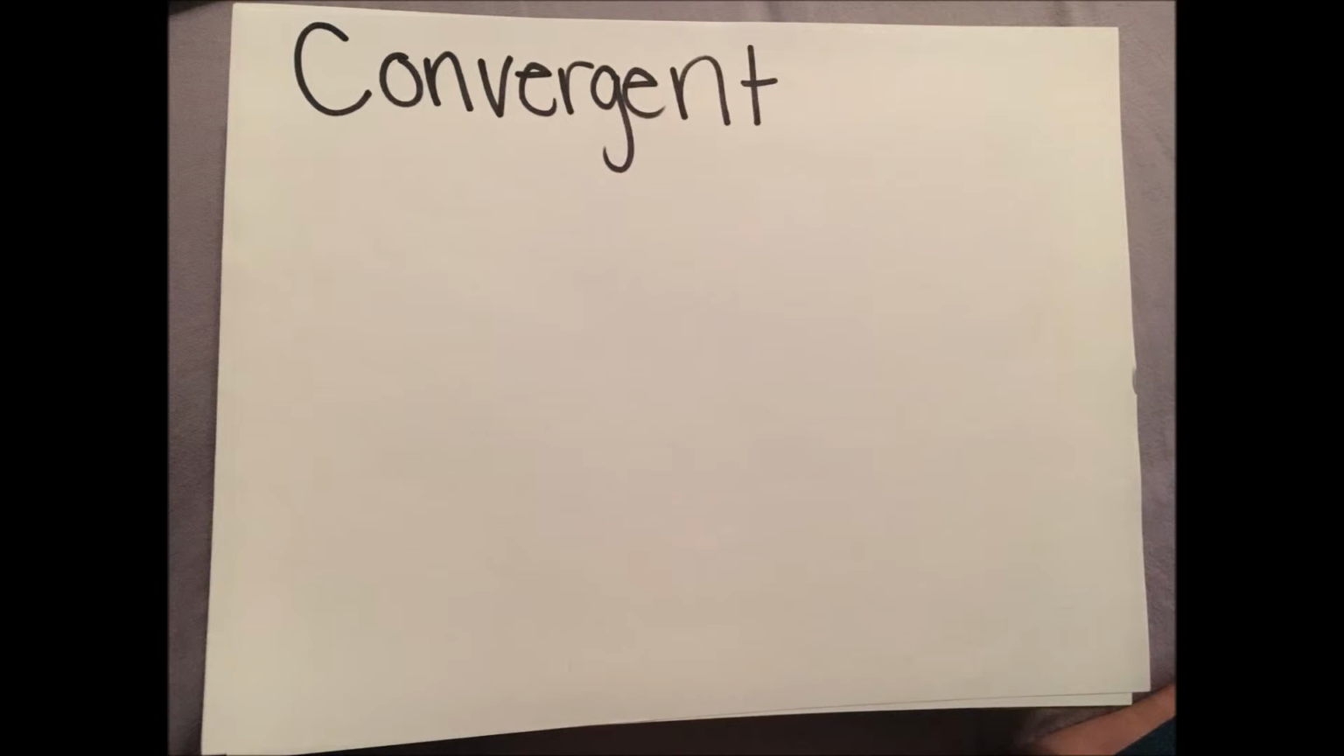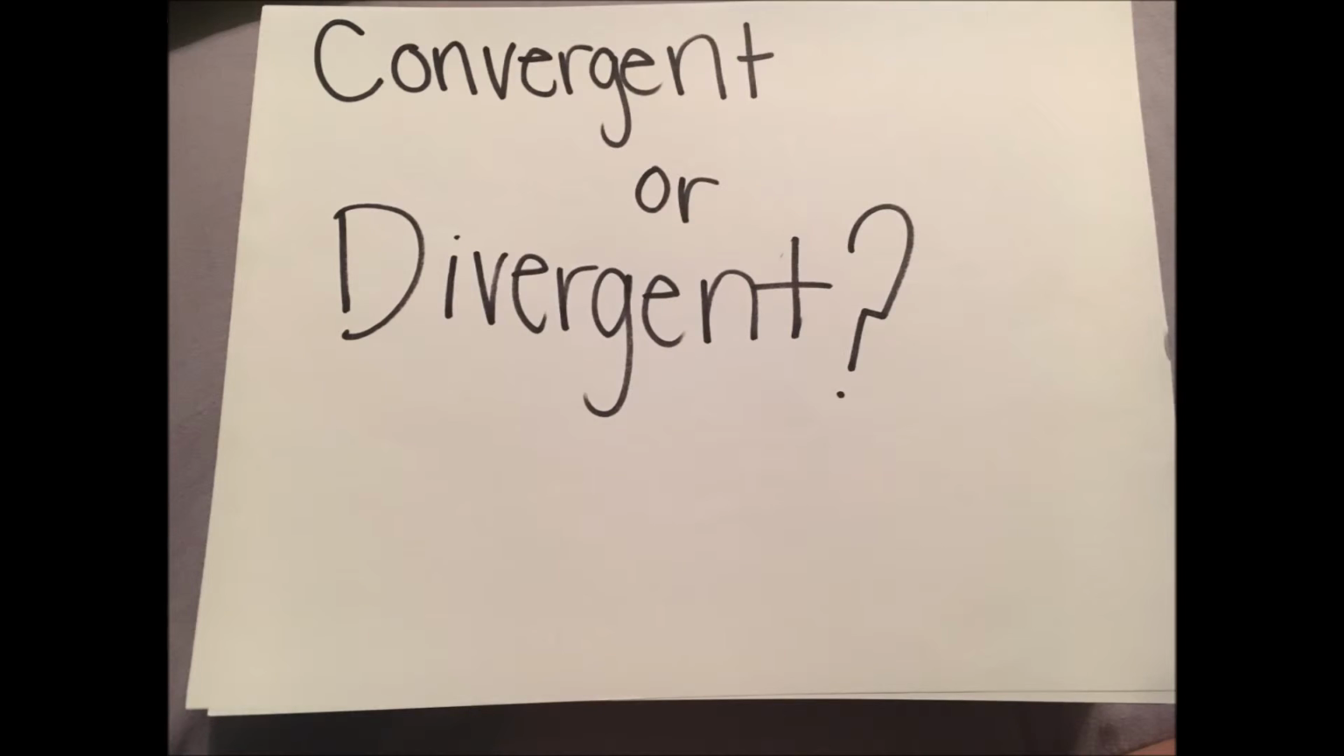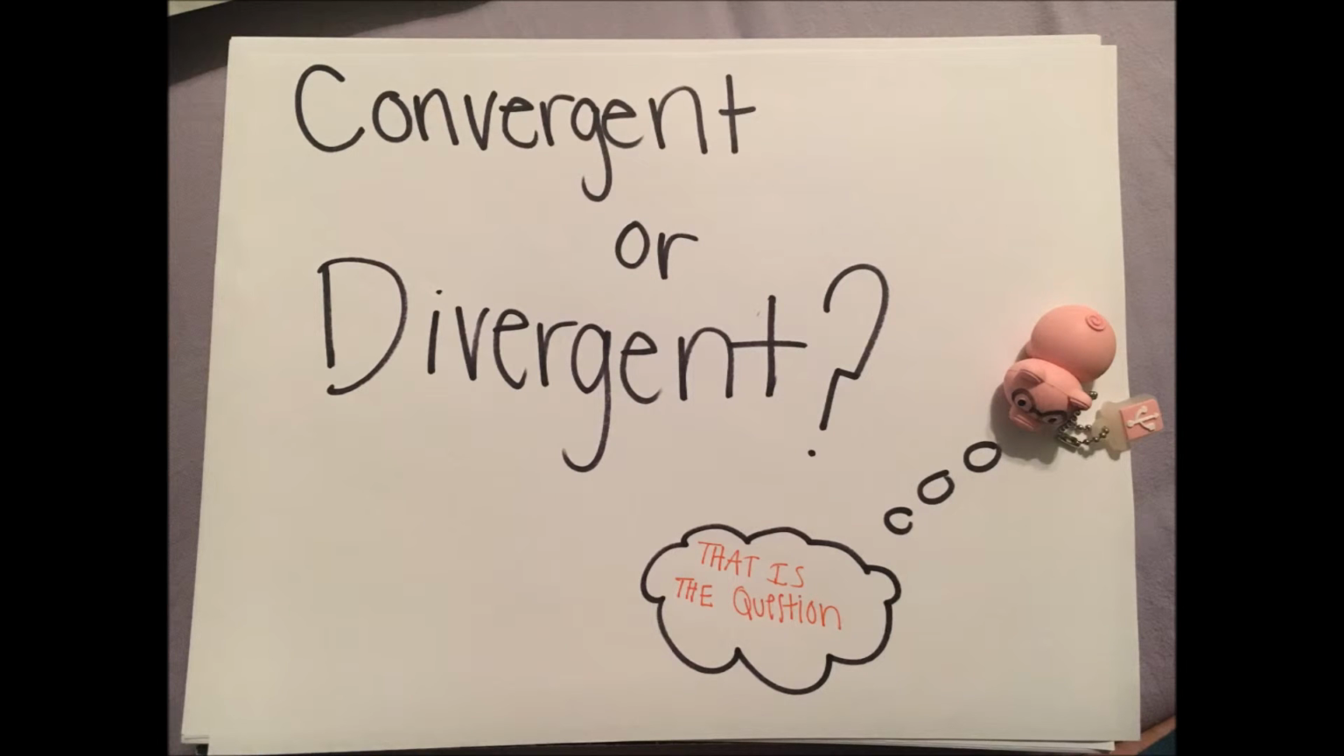Okay, back to conceptual topics. With all sequences, you are trying to figure out if they are either convergent or if they are divergent. And of course, Patrick has to come in being all Hamlet, being all like, that is the question. But actually it is. In all sequences or series, you will be trying to figure out if it's either divergent or convergent.